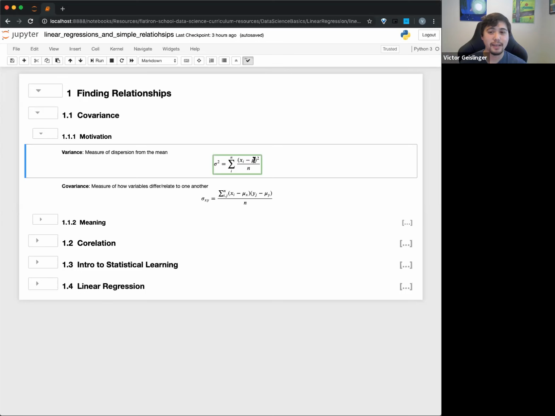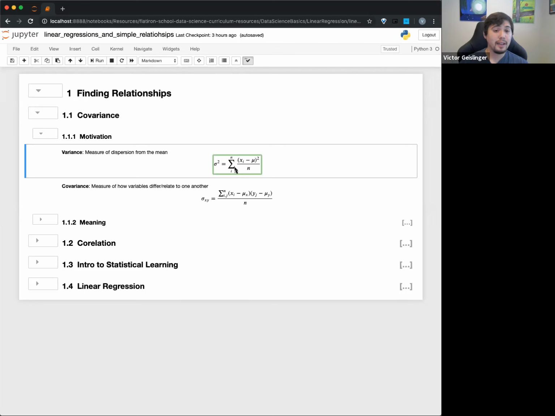The reason we square this is that in a lot of ways we're trying to get the absolute difference. We don't care if it's lower or higher. We just care how far away it is. So we square this, and then we divide it by the number of data points. And we just add these parts up.